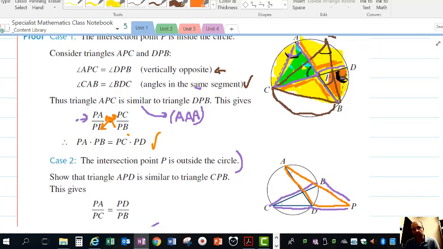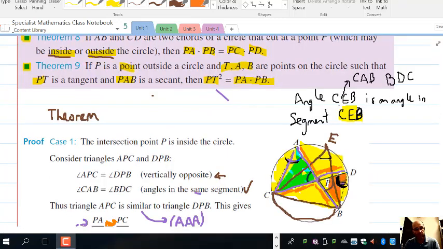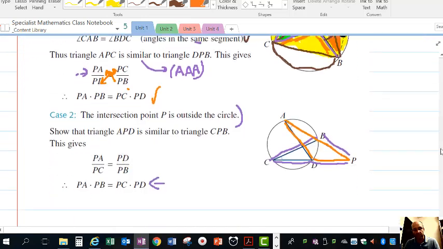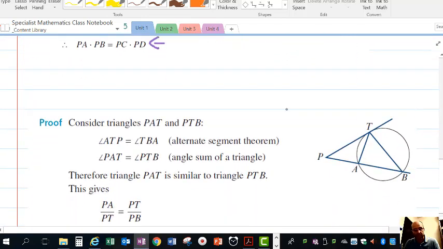So for theorem 9, we need to locate a point P outside and draw that situation where we have T, A, B are points on the circle such that PT is a tangent and PAB is a secant. Alright, so theorem 9 to finish off. Okay, so we draw as described, and we commence work on that.